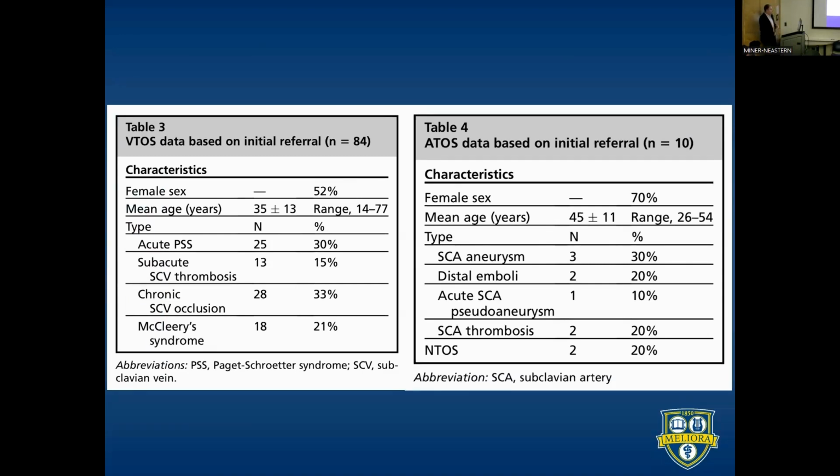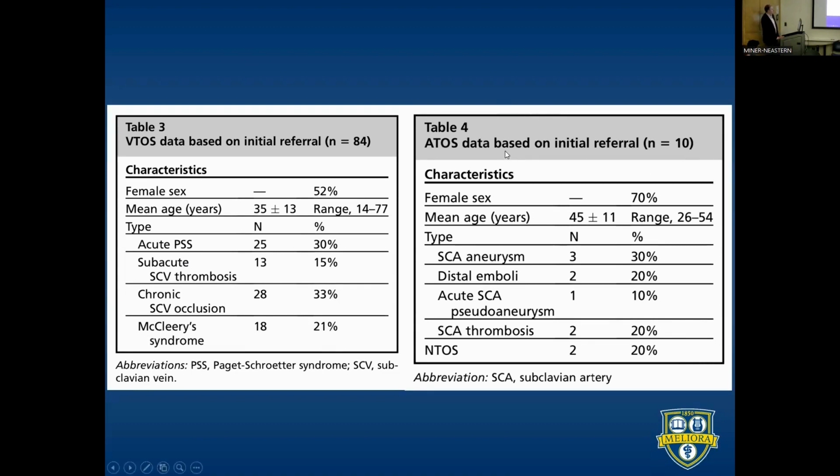In their data, venous was the next most common. They had 84 of those. The patients present with this Paget-Schroetter syndrome, which is basically acute venous thrombosis of the subclavian vein. And that was a third of their patients presented with acute thrombosis. Another 45% or so presented with a chronic occlusion of some kind, and then this McCleery syndrome, 21%, that's a dynamic stenosis that causes symptoms but no thrombus formation.